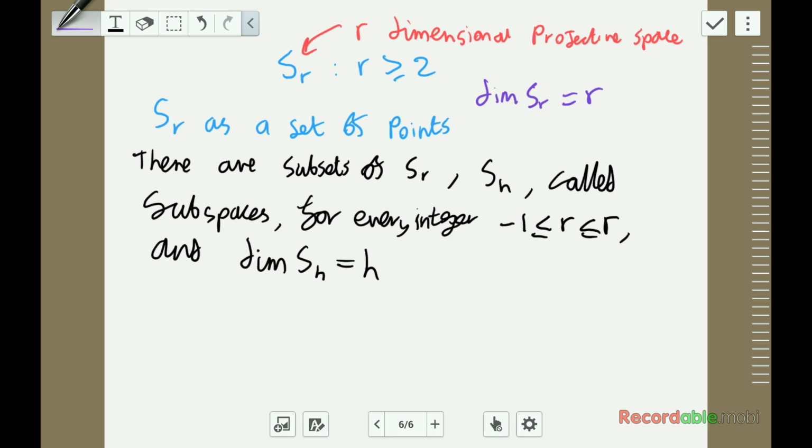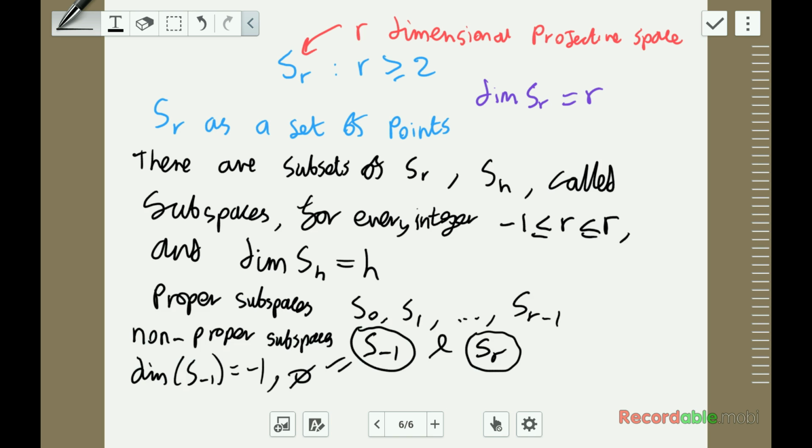And when R equals 3, well, yes, we have the full 3D space, but we also have planes. They are subspaces of dimension 2, so we'd call those S2. Lines would be S1. Points would be S0.